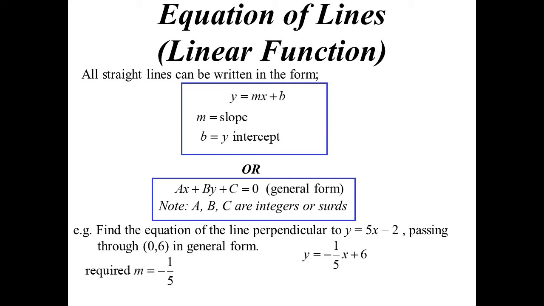But they said put it in general form. So let's rearrange this. 5y would be minus x plus 30. There we go. x plus 5y minus 30 is 0.